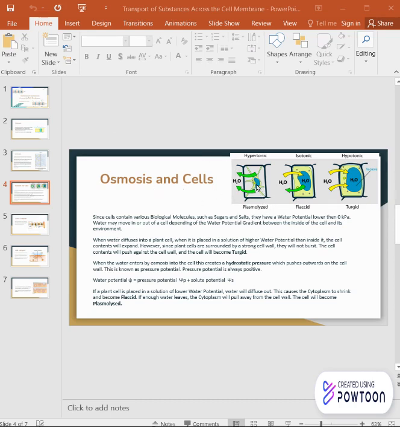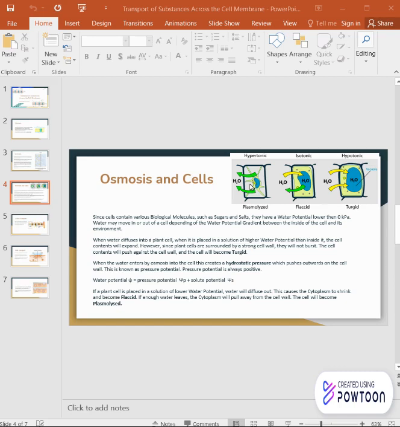And inside of the cell is going to have a higher water potential. So if inside of the cell has a high water potential and outside has a low water potential, the water is going to move from inside the cell where there is high water potential to outside the cell where there is low water potential. Initially, the cell loses water and it will become flaccid. But as the cytoplasm shrinks and pulls away from the cell wall, we say the cell has become plasmolysed.